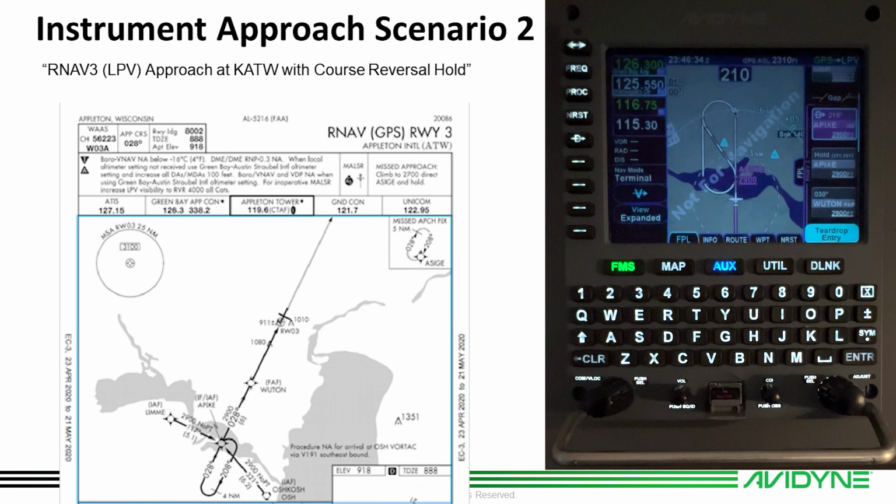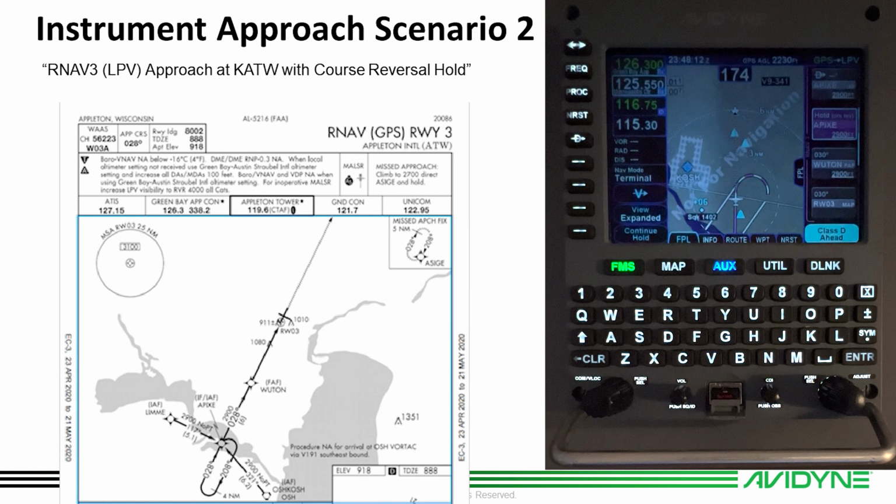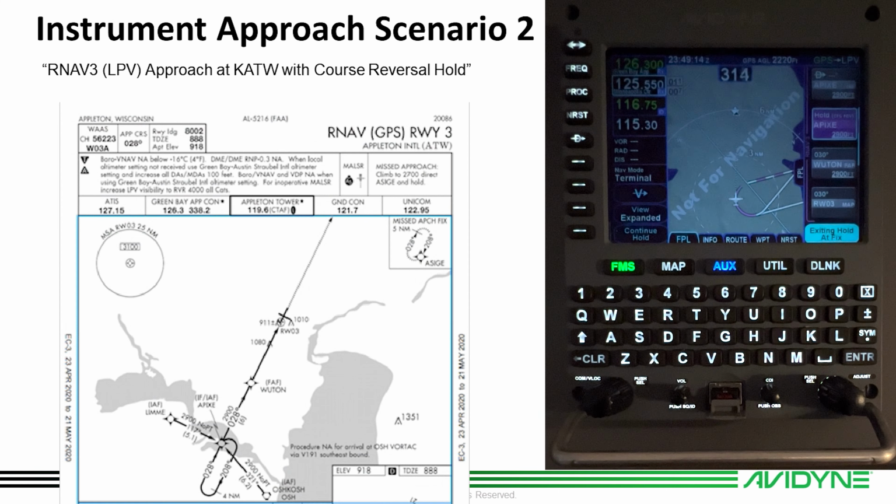When we reach the fix, the Atlas FMS will automatically enter the course reversal hold depicted on the approach plate. Note that you will see the "exiting the hold at fix" message in the lower right corner. This indicates that unlike the holding patterns we have seen thus far, we will not remain in the hold, as this is simply a course reversal. If by chance you were not cleared from the hold by ATC, you could press the Continue Hold button and make another lap or until cleared.